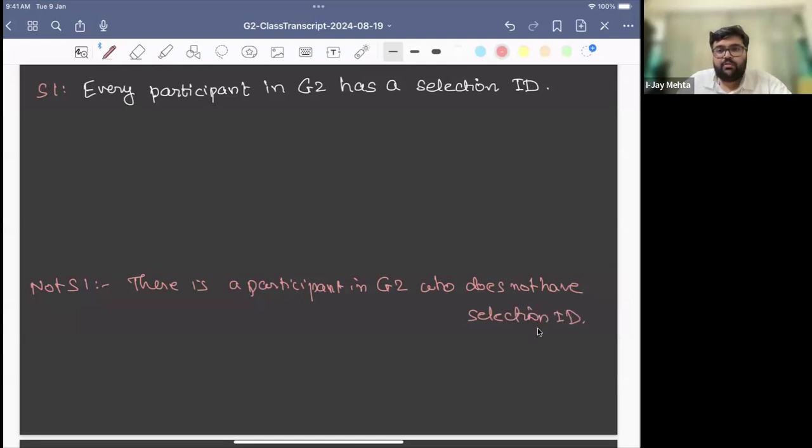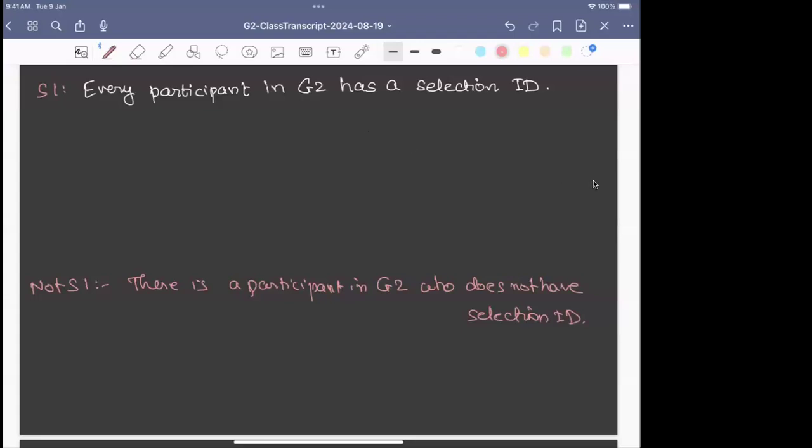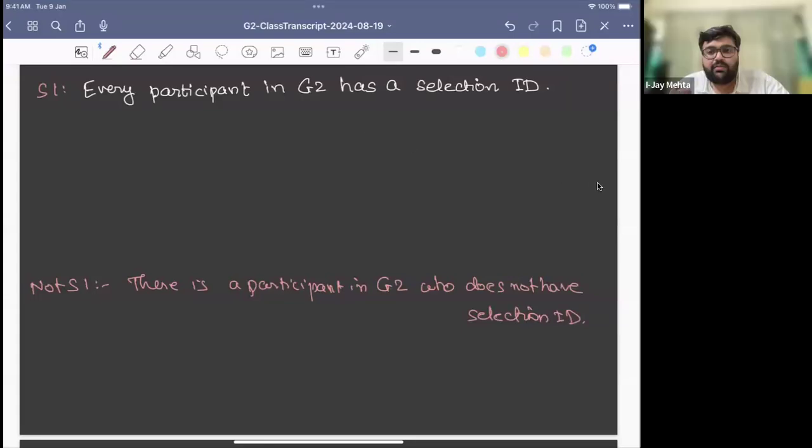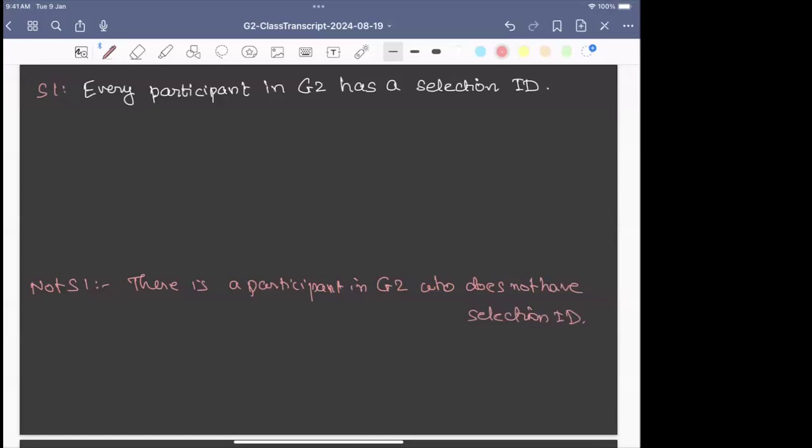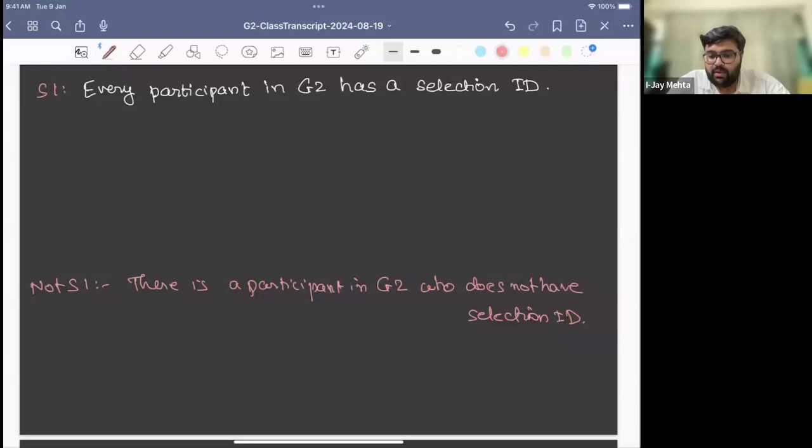Right? How do we check? We ask everyone whether they have a selection ID. We don't care what the ID is. The statement is true if we ask everyone and everyone responds yes. When the statement is false, as soon as we find one participant in G2 who says they do not have a selection ID, or that it was not given to them, then the statement is false.